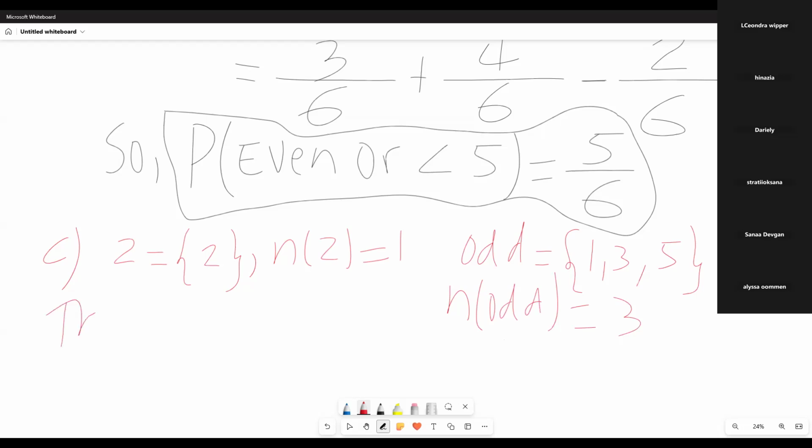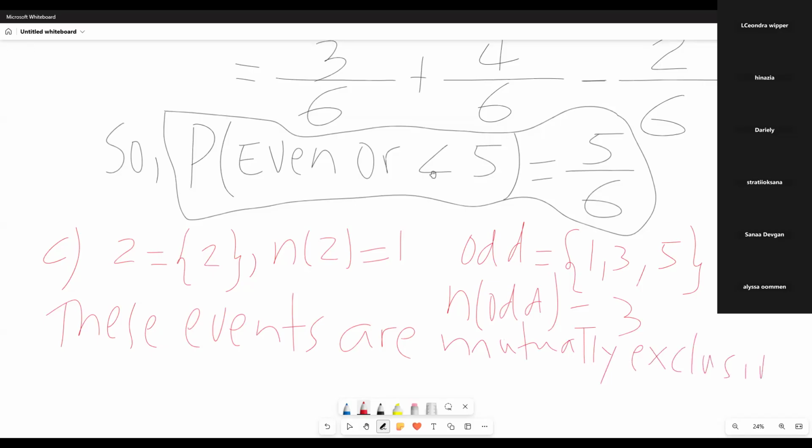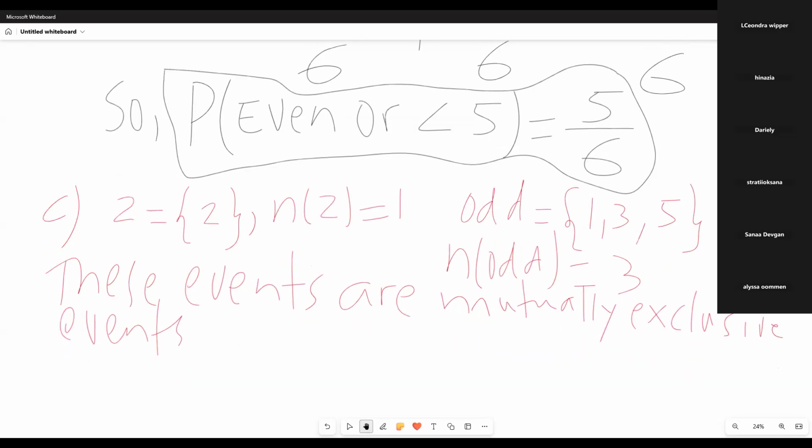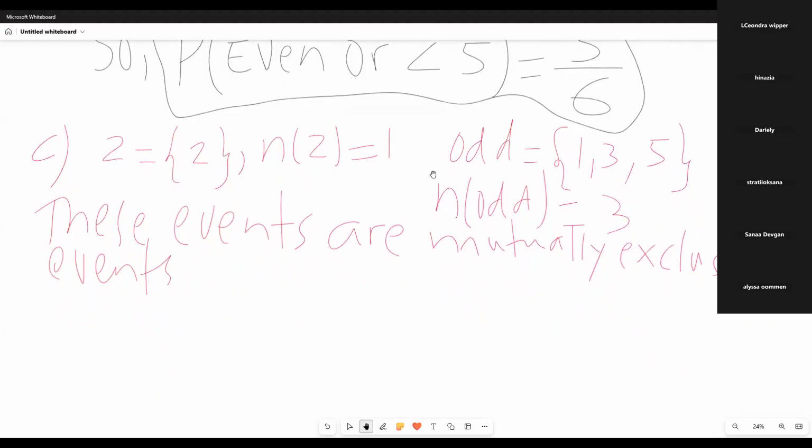So these two events are mutually exclusive events. So why? Because they have no outcome in common. So event 2, we got just 2. Odd, we got 1, 3, 5.